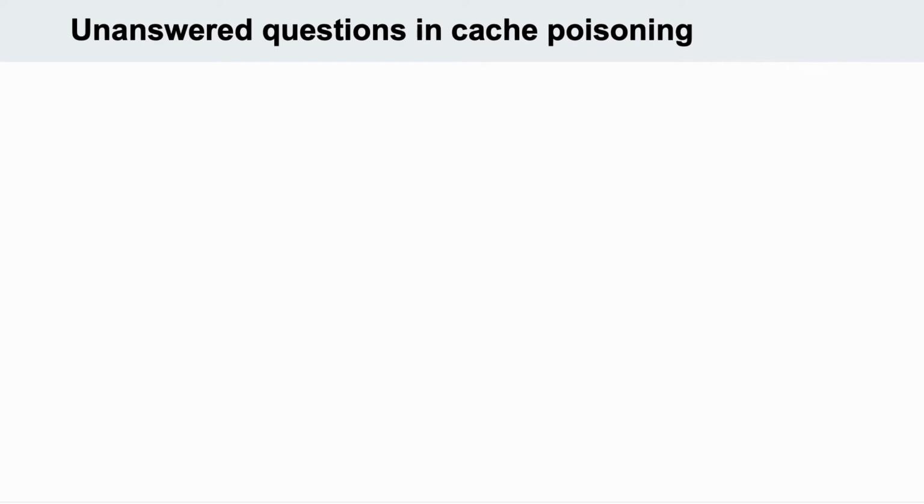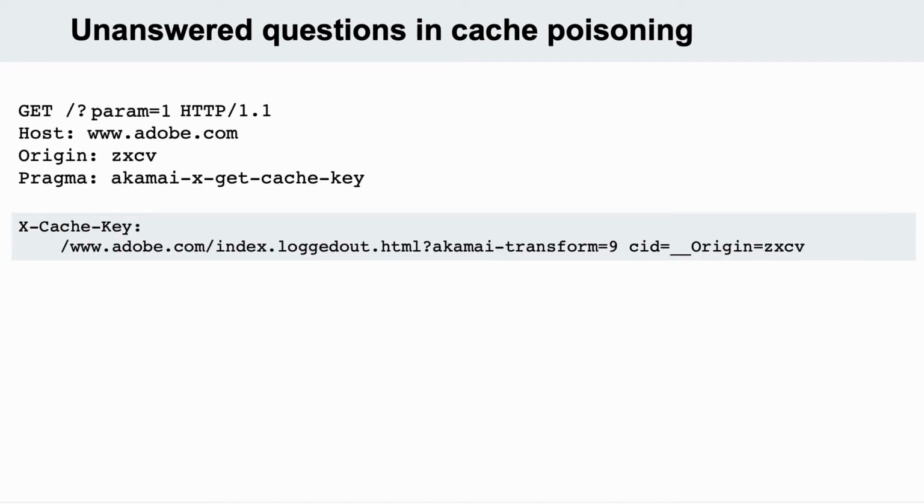I used to think that I understood most of what there is to know about how caches work and how to poison them, until I stumbled on a small information leak. On systems running Akamai, if you send a certain pragma value, then they'll come back at you with their cache key in the response headers. And the value of this key was a bit different from what I expected.